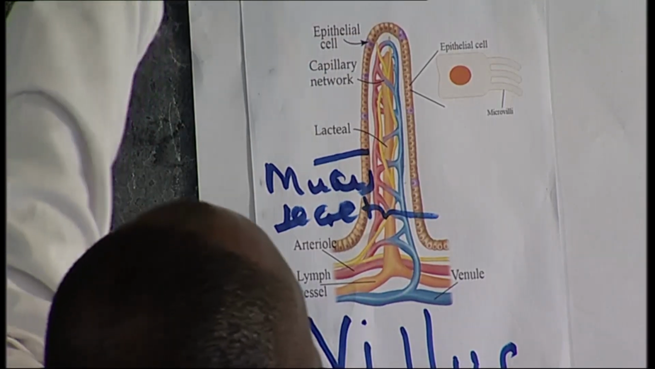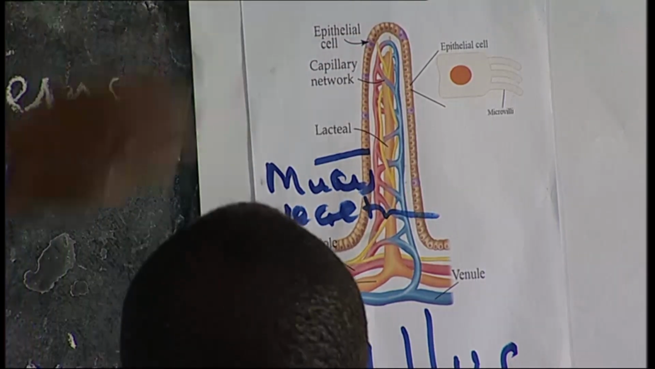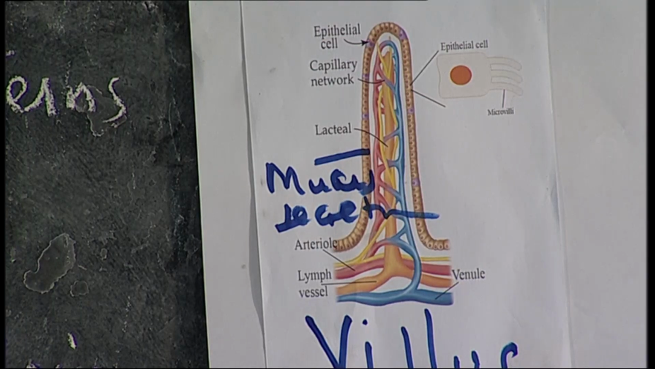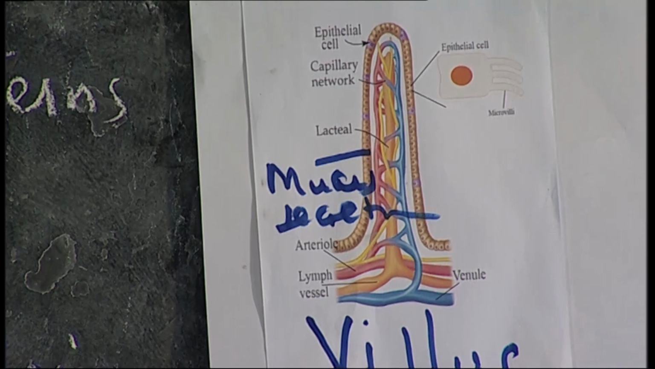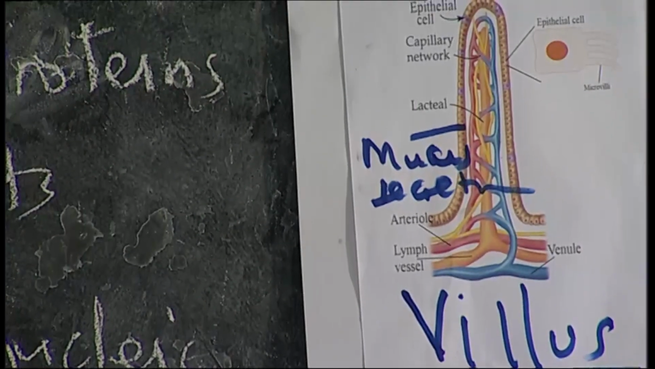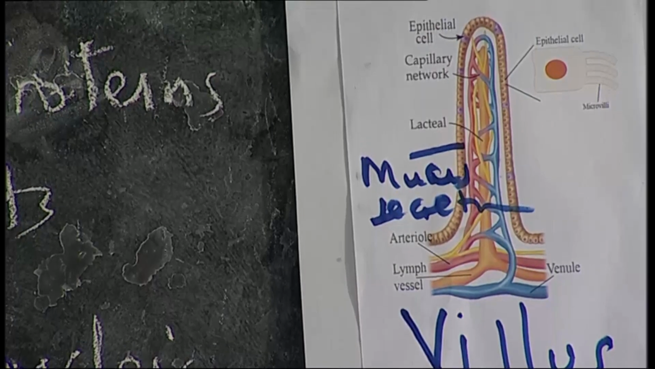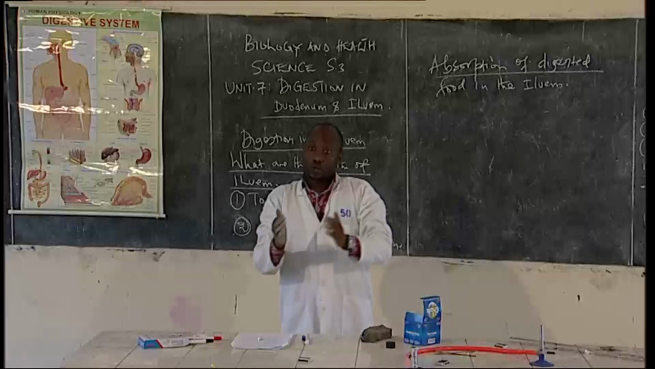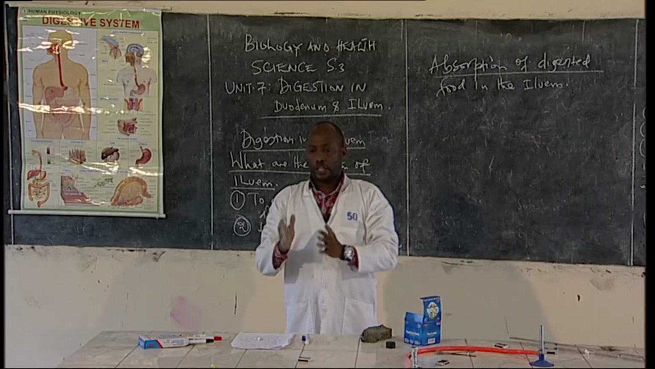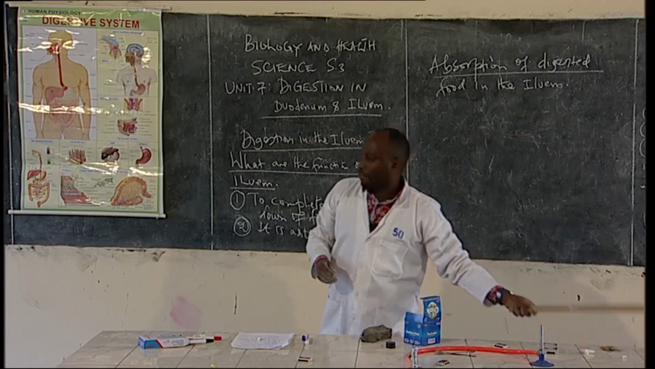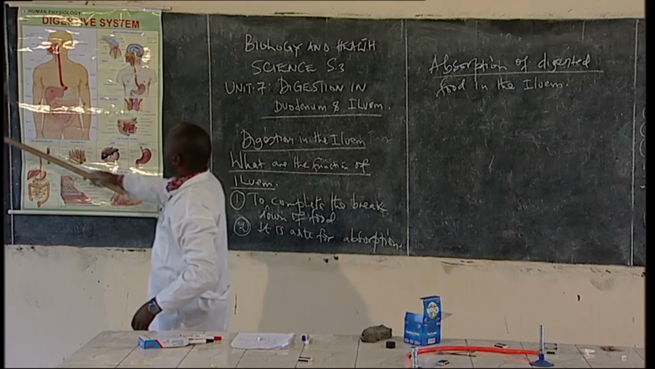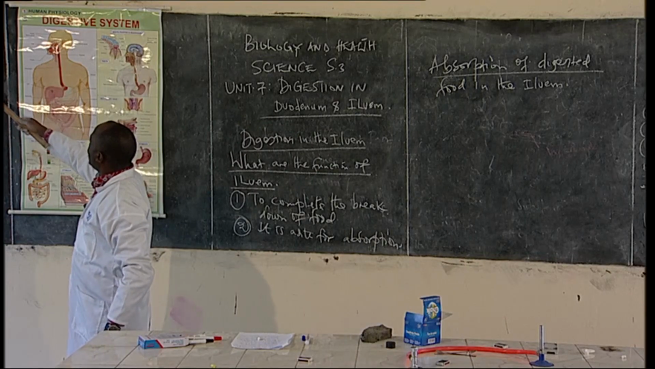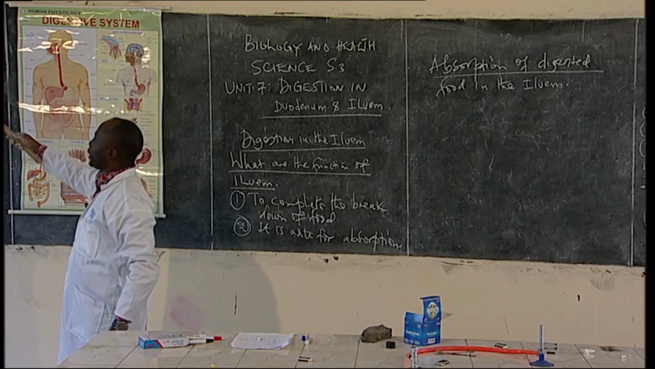The villi are normally found in the small intestine, in the ileum precisely, and they play a big role in absorption of the end products of digestion. Let's talk about the adaptations that enable the villi to perform their function. The villi must have characteristics and adaptations that enable them to carry out their function.